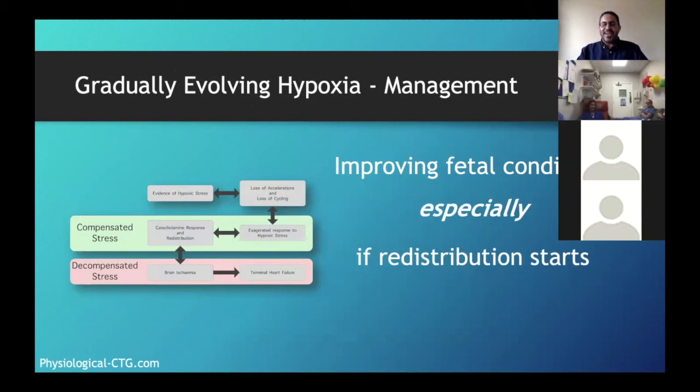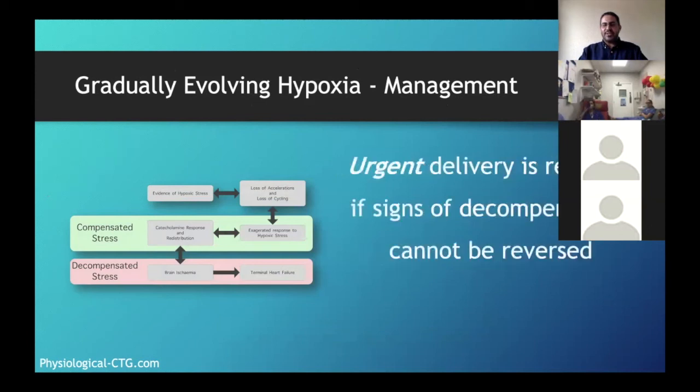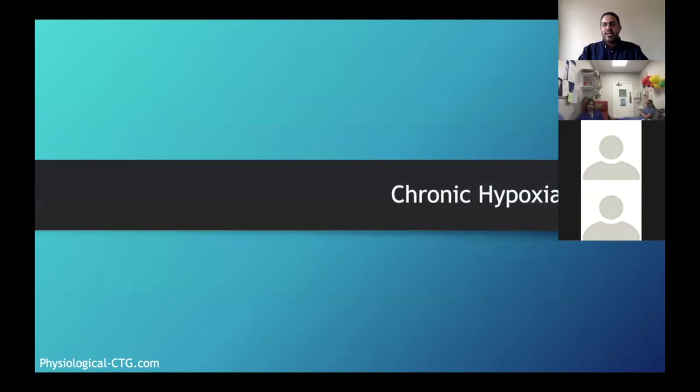So your aim is to improve the baby's condition, especially if there's signs of redistribution. And if there are signs of decompensation, you actually need to reverse them immediately or deliver. Yeah? Yes. Okay.